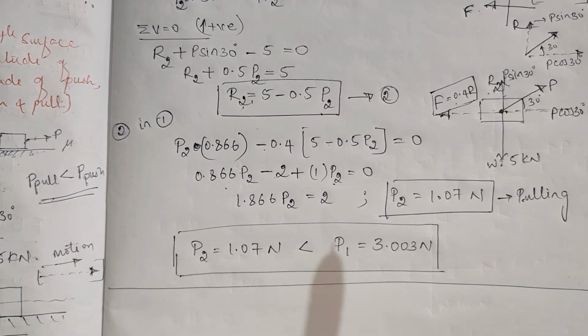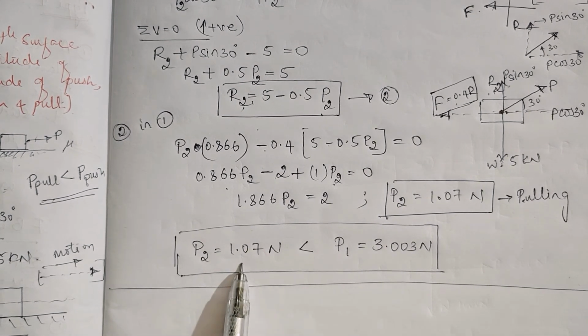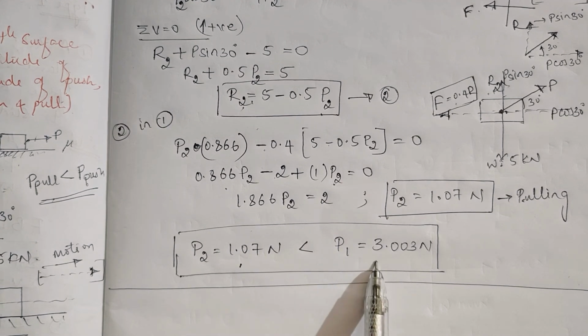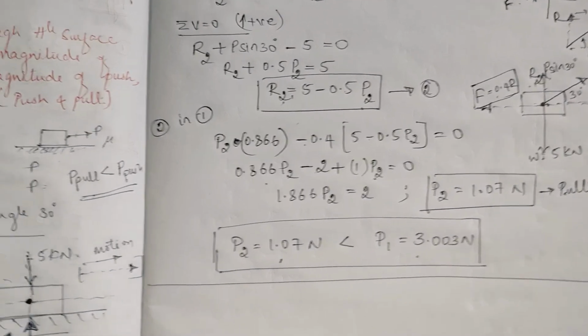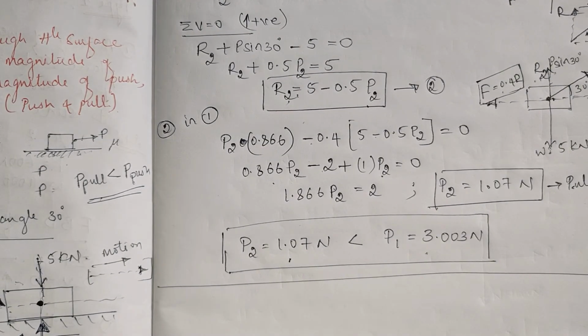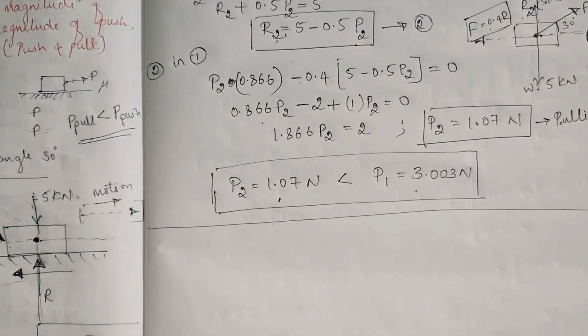When it is pulled, the value of P is 1.07. When it is pushed, the value of P is 3.003 Newton. So this is how we solve this problem. Next we will go to the fourth problem.